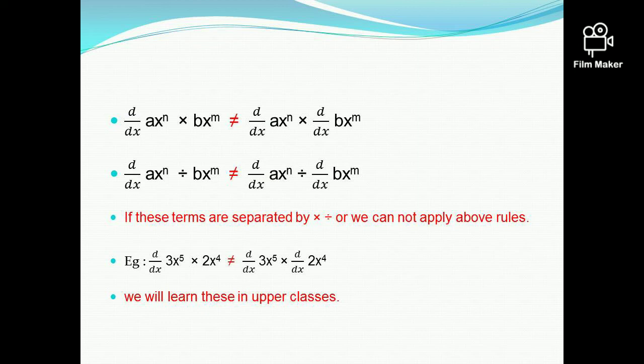In the second example, the operation is a division. Therefore, you cannot write the differentiation of ax to the power n divided by bx to the power m as differentiation of ax to the power n divided by differentiation of bx to the power m. From this example, the differentiation of 3x to the power 5 into 2x to the power 4 is not equal to differentiation of 3x to the power 5 into differentiation of 2x to the power 4. We will be learning this theory in our upper grades.